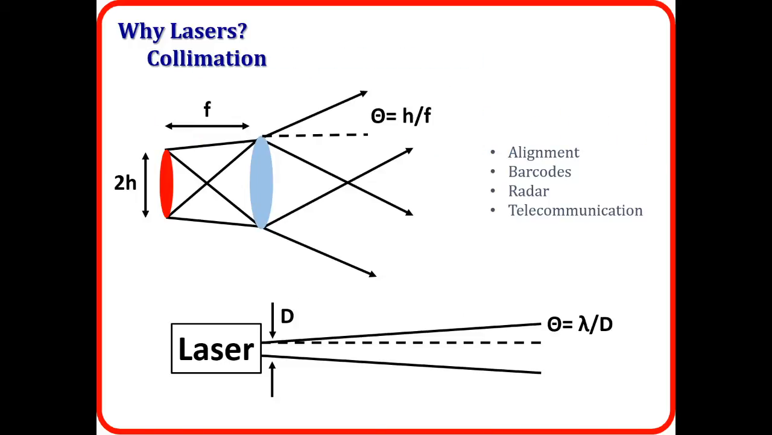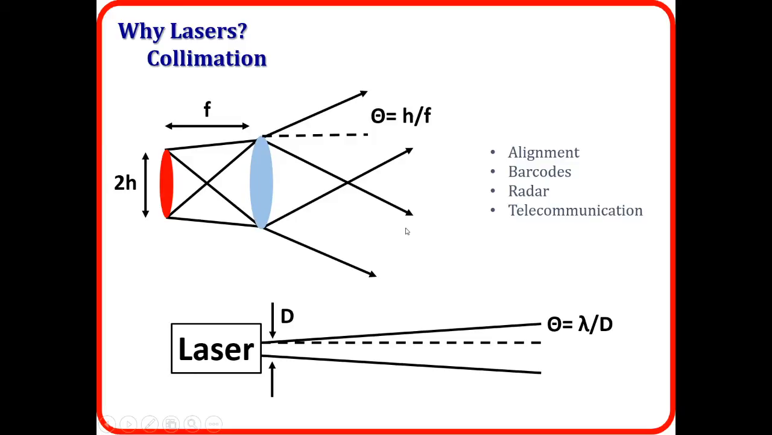Another property is collimation. If you try to collimate a light bulb, it is really hard. You won't be able to collimate it because there are a lot of wavelengths. For example, if you have an extended light source represented by 2H, and you are trying to collimate the beam using a lens, then this point will collimate the beam like that, and this point will collimate the beam like that. So the overall behavior of collimating this light source will be like a divergent beam.